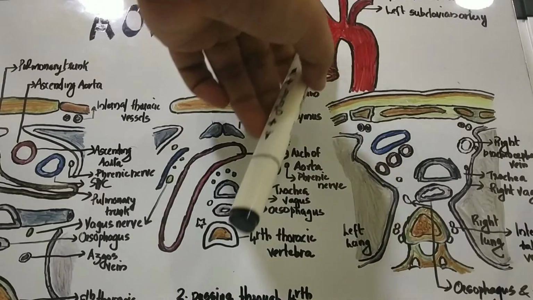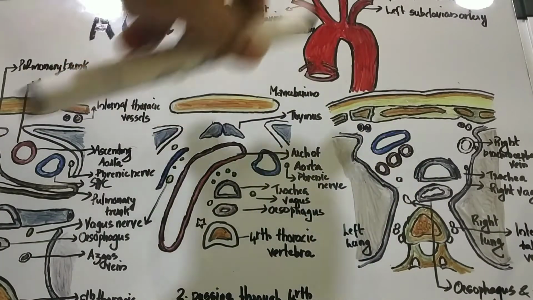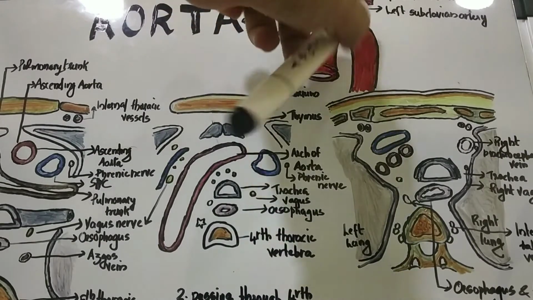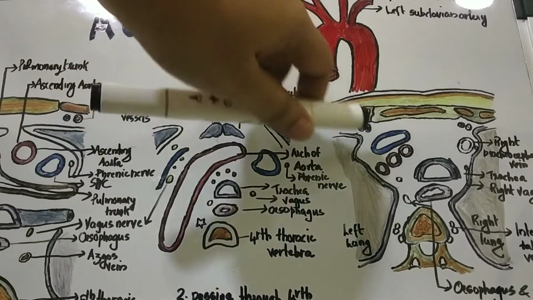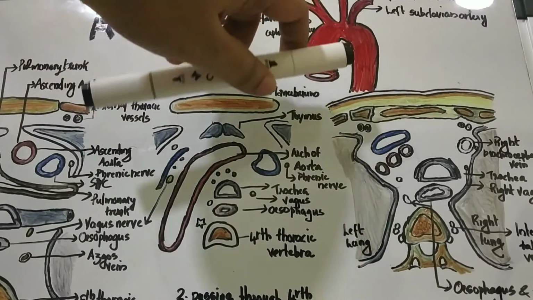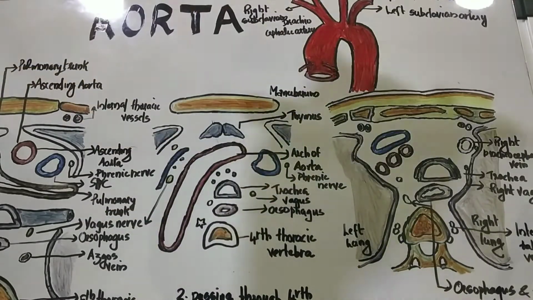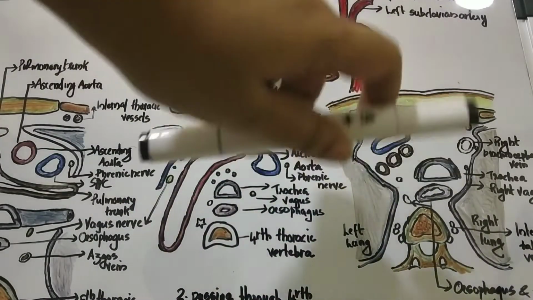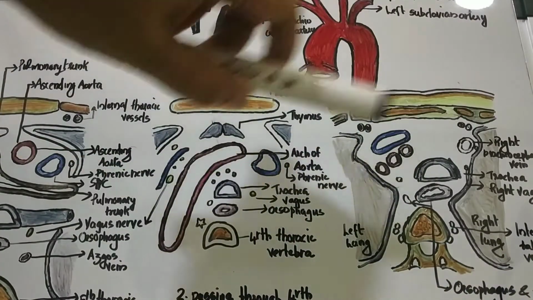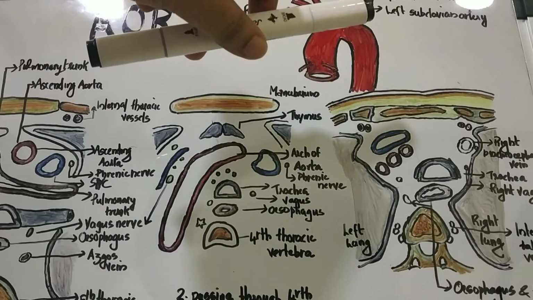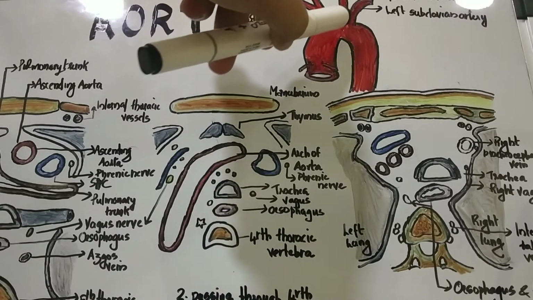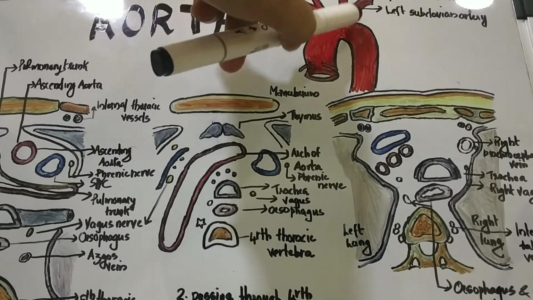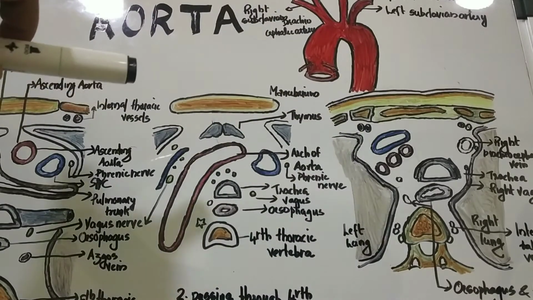It is the continuation of the ascending aorta, and it is located in the superior mediastinum. That is, the mediastinal space is divided into inferior and superior mediastinum, and the inferior mediastinum is again divided into anterior, middle and posterior, and above it is the superior mediastinum. So the arch of aorta is located in the superior mediastinal space.